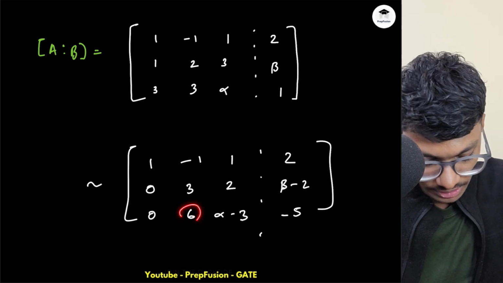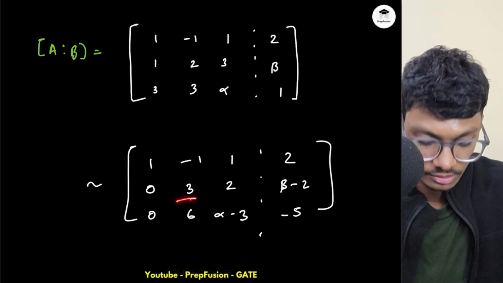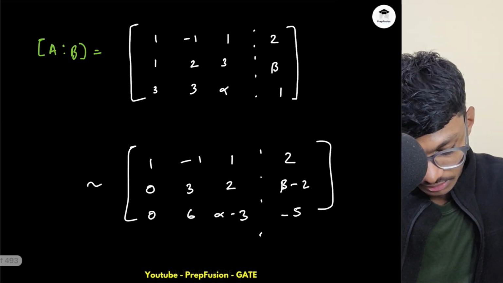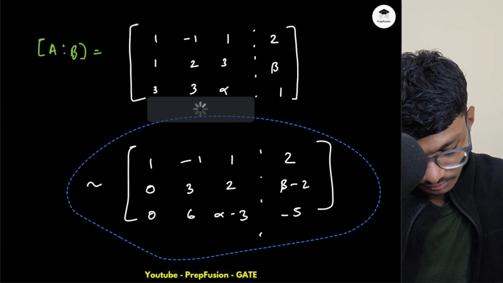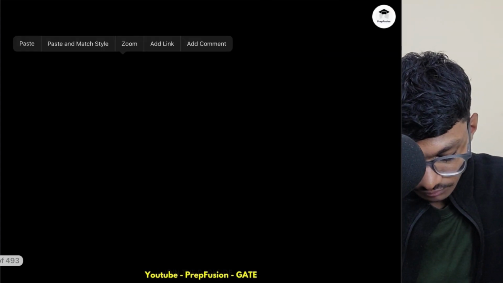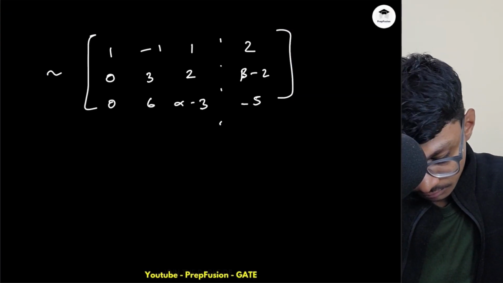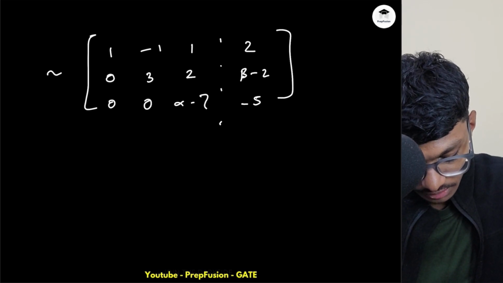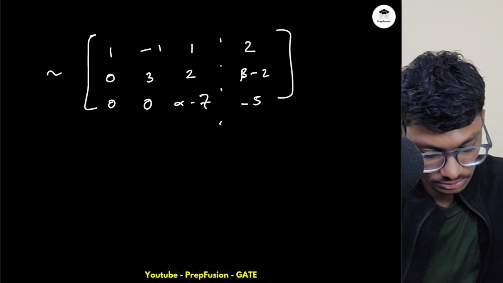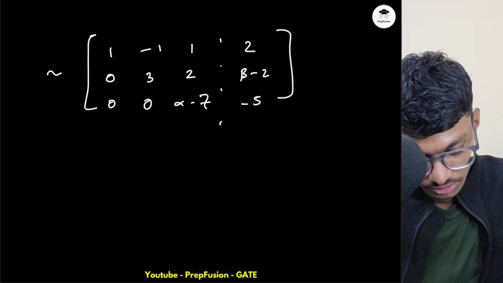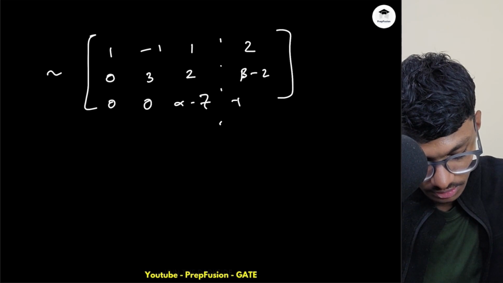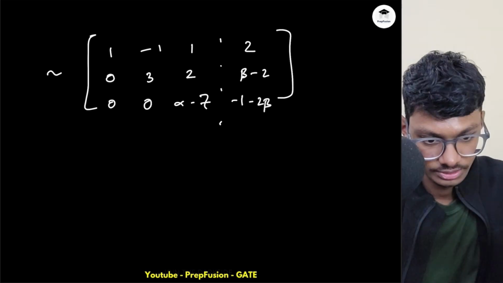Now I have to obviously get a 0 over here. So I will subtract 2 row 2 from row 3. So again, I will just copy this thing. So this will become 0, and I'm subtracting 2, right? So this will become 7, and if I'm subtracting 2, we have to add minus 1 and minus 2 beta. Okay, so yeah, this is what this becomes.